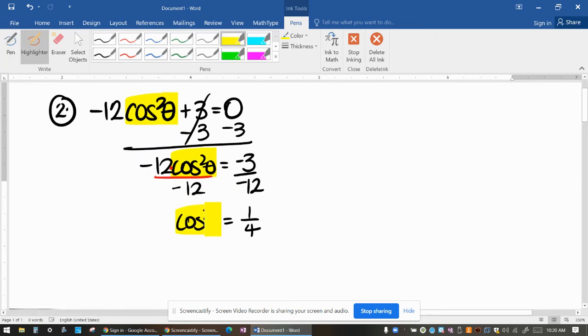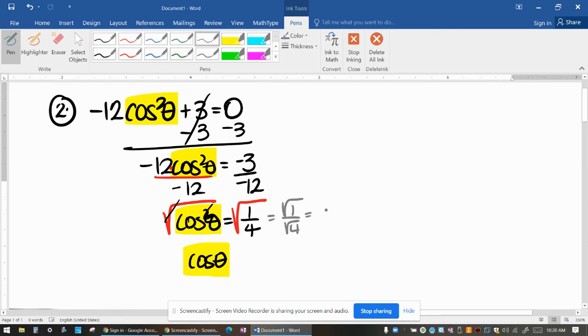Now, I need to solve for the trig function, not for the squared version of it. So in order for me to get rid of that squared, I need to square root both sides. That will get rid of the squared, and I finally have my trig function isolated. But quick reminder, when you're squaring a fraction, you got to square root the numerator and the denominator. So this is going to be 1 over 2, but you also need to put plus or minus. Anytime you're solving a quadratic and you square root both sides, you need to put plus or minus and then your answer.